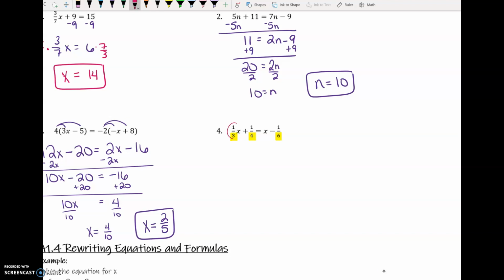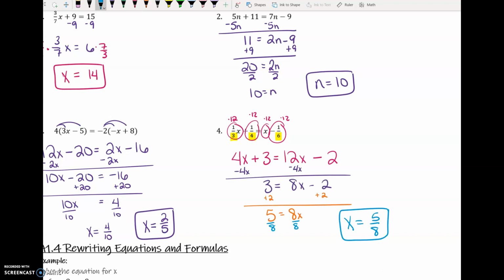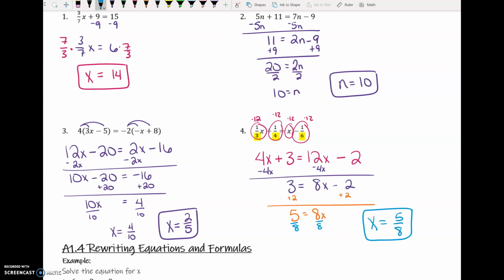So I'm going to do this thing times 12, this thing times 12, this thing times 12, and this thing times 12. So 12 divided by 3 is 4. That would give me 4x. 1/4 times 12 is the same as 12 divided by 4, which is 3. 12x. And negative, so I know it's going to be negative, 12 divided by 6 is 2. By multiplying everything by 12, we got rid of the fractions. We killed the fractions, and now we have just a normal equation. So pause the video, finish this one on your own. There you go. X equals 5/8.